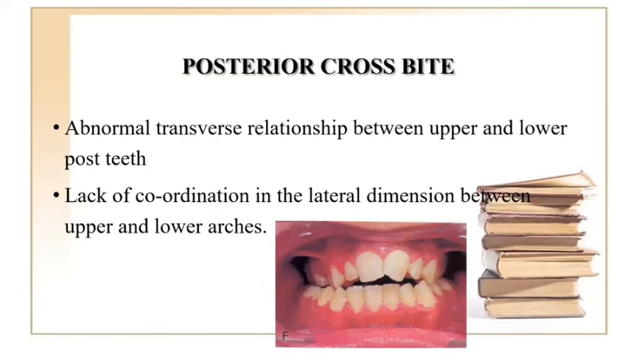Coming to the posterior crossbite, there is an abnormal transverse relationship between upper and lower posterior teeth, a lack of coordination in the lateral dimension between upper and lower arches. In this diagram you can see in the posterior region, the maxillary posterior teeth are palatally tipped.